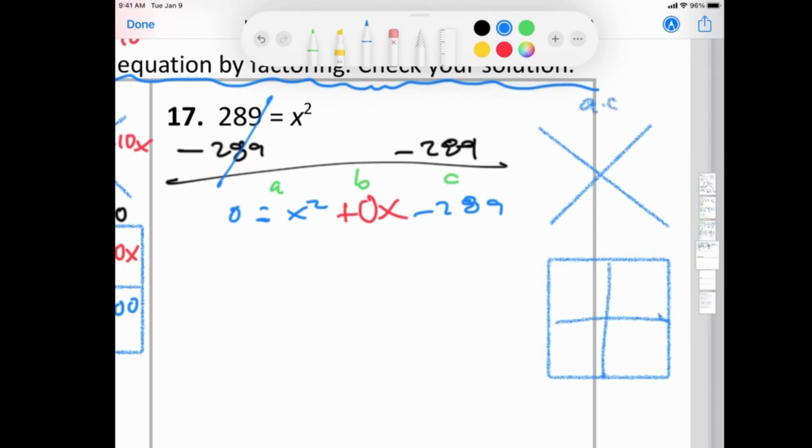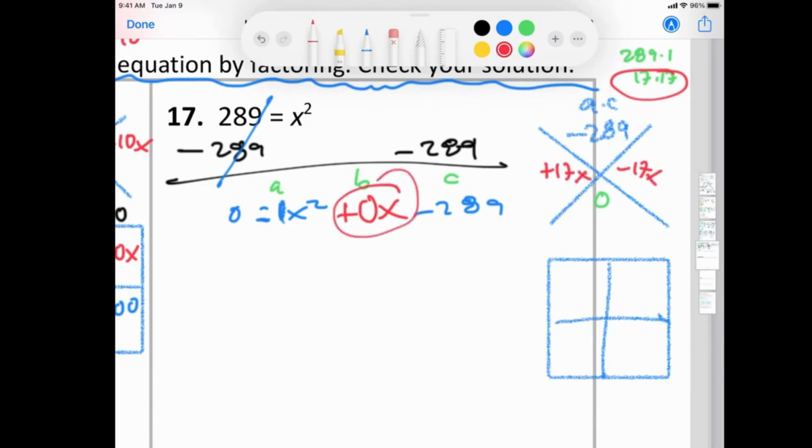So A times C, that would be 1 times negative 289. You have a B value that is 0, 289 times 1. I don't even know the other factors, but I already know it's going to be 17 squared. And those are my numbers. Again, in this difference of squares problem, they will always be identical, one positive, one negative. That's splitting this term here.